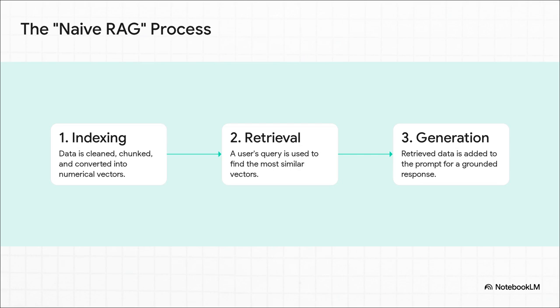So, the most basic version of this, what the experts call naive RAG, is a pretty straightforward three-step dance. First, you take your data, you chop it into smaller chunks, and you turn those chunks into numbers, or what we call vectors. Then, when you ask a question, the system finds the chunks that are most similar to your question. Finally, it bundles those chunks up with your original question and hands it all to the LLM for a fact-based answer. See? Simple, and it works.